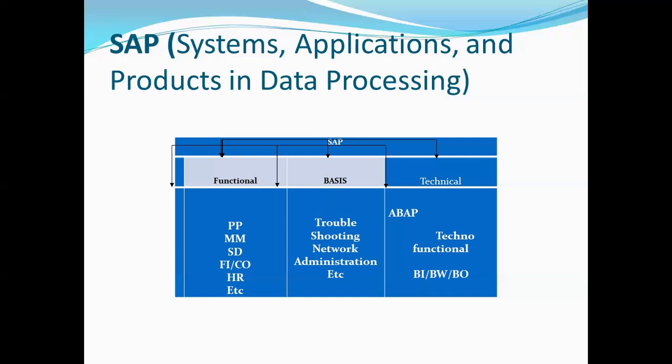Now the techno functional. We are learning techno functional. Techno functional means technical plus functional, both are required. Here we have the module BW BO. We are learning here BW for HANA 2.0. BW for HANA is basically a data warehouse tool, and it is called ETL plus reporting.